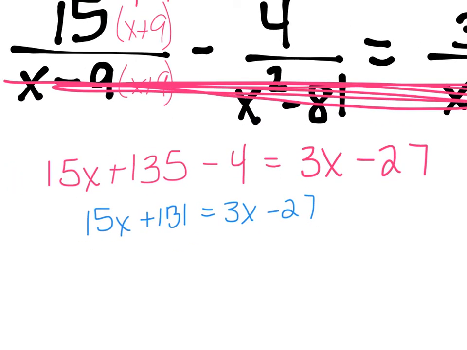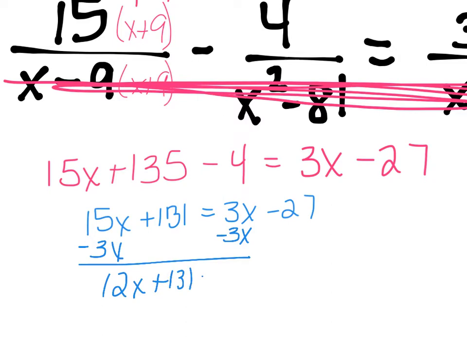I want x's together. I want numbers together. So I want x's on one side and constants on the other. So which way do you want to move? Okay, want to subtract the 3x? That's fine. Good. So 15x minus 3x is 12x plus 131 equals negative 27.